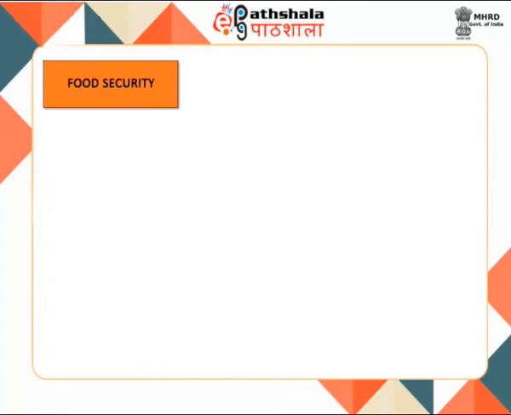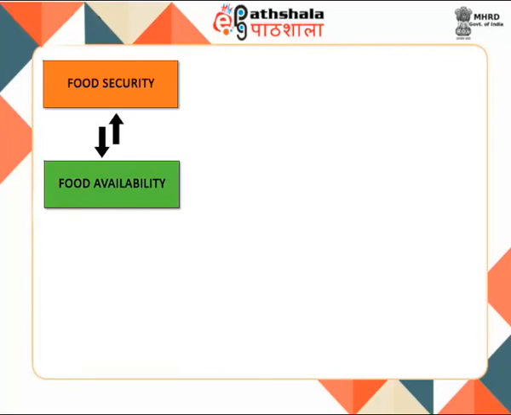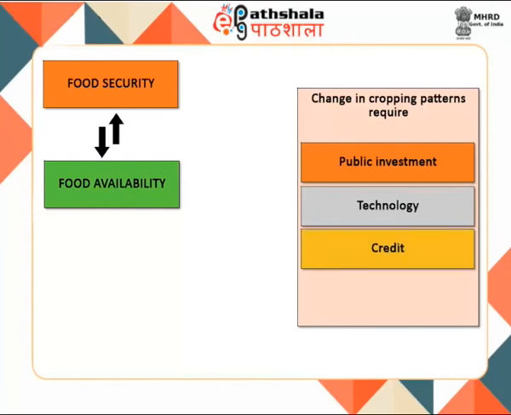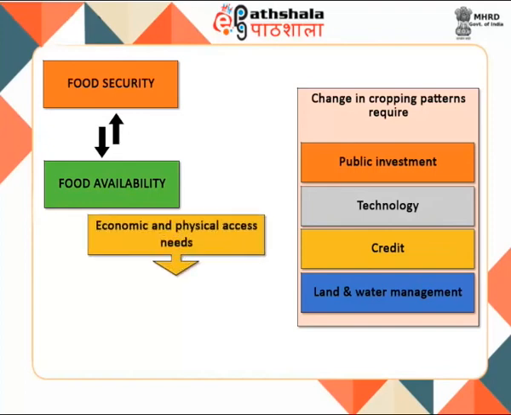Food security is possible if there is adequate food availability. In more recent times, food habits have diversified, which requires a change in the cropping patterns. This requires public investment, technology, credit, and land and water management. Economic and physical access needs to be ensured, which requires generation of productive employment opportunities rather than one-time subsidy transfer.